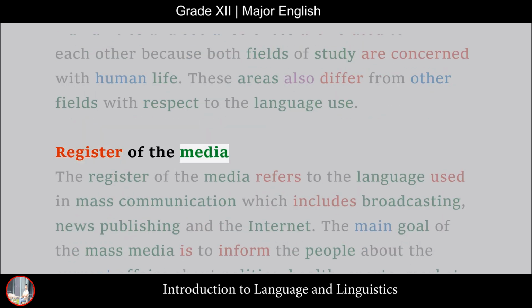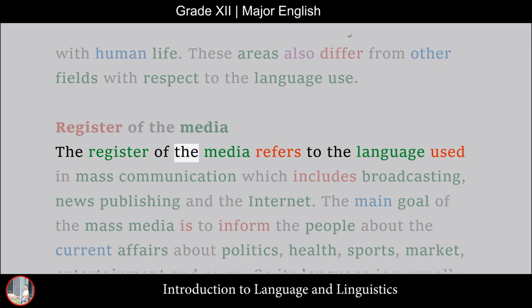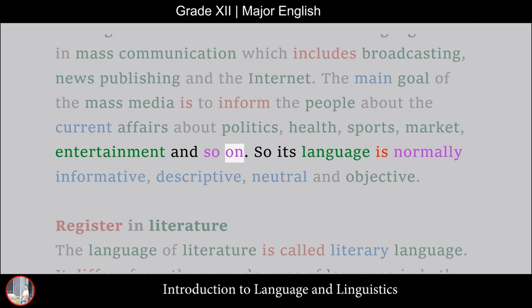Register of the media. The register of the media refers to the language used in mass communication, which includes broadcasting, news publishing, and the internet. The main goal of the mass media is to inform the people about current affairs: politics, health, sports, market, entertainment, and so on. So its language is normally informative, descriptive, neutral, and objective.